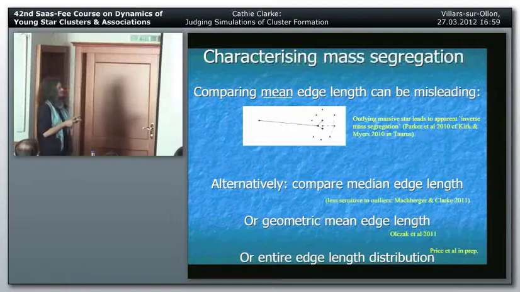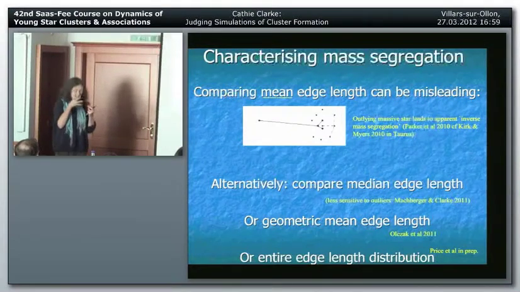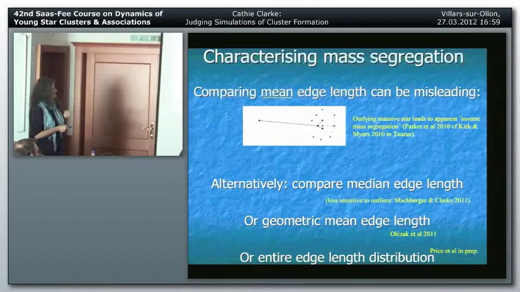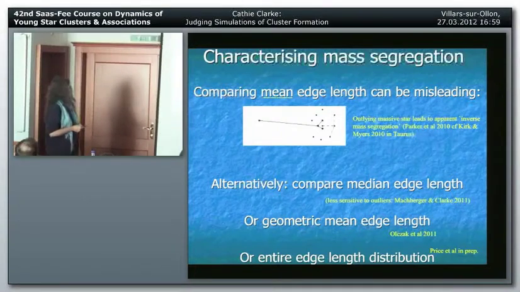You wouldn't necessarily want to draw that conclusion, but what I'm saying is that you could have a cluster which is conventionally mass segregated with the massive stars in the middle, but because you've got one outlier, say an OB runaway or something like that, you actually conclude that it's inversely segregated. So there may be other ways of comparing the edge length distributions, maybe using a median or a geometric mean, or looking at the whole edge length distribution.